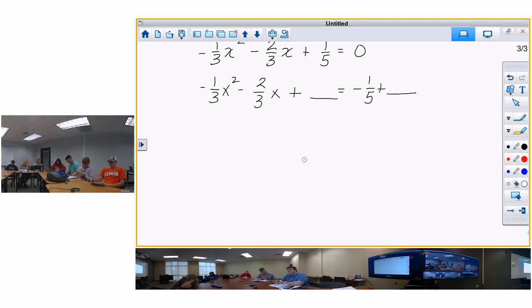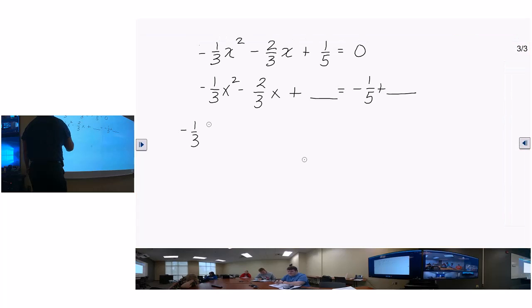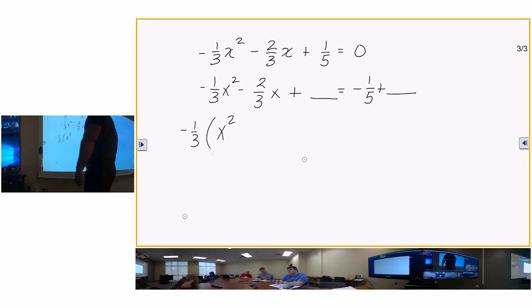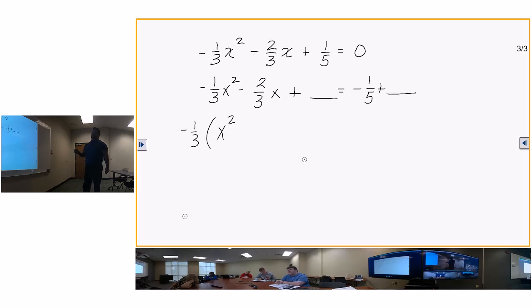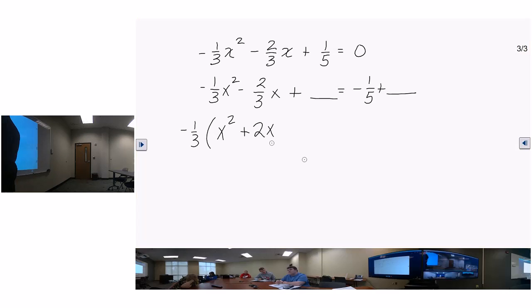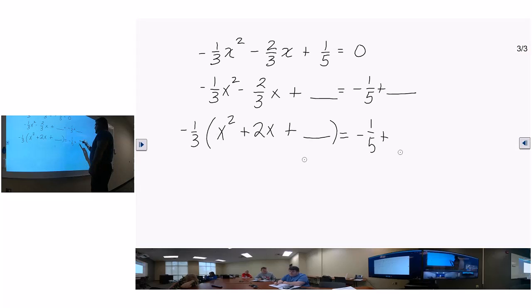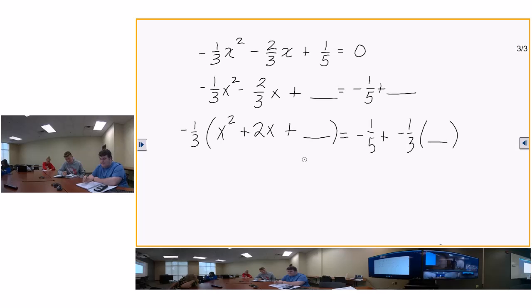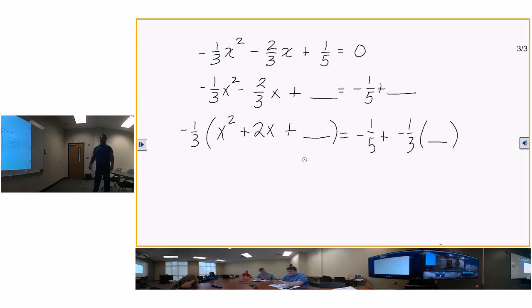Negative 1/3, factor that out. And that's going to give you what? Well, I'll do the first one for you. That'll give you x squared. And then when I divide by 1/3, I multiply by 3/1, which will give me a what? Positive 2x. Oh, man. Isn't that nice? You thought it was going to be difficult. Glad all that worked out. Yeah, it did. That's real nice. Don't need a calculator at all.